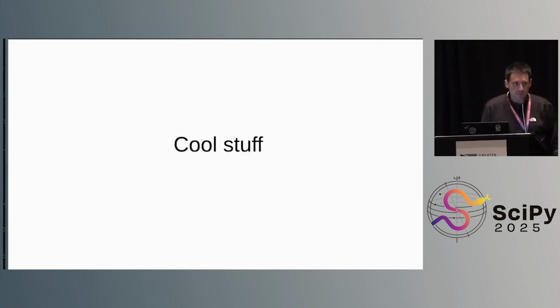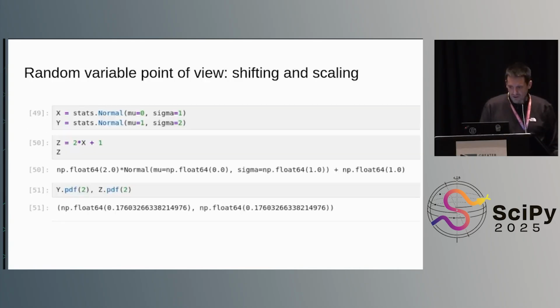Now I'm going to talk about some cool stuff that's been added, not just stuff that's a replacement for what's there. All right, so there are instances of distributions. We can also think of random variables, which are quantities that follow a distribution. You could have many random variables with the same distribution, and you can do arithmetic operations and transformations on them. So here's the very simple one that was added first.